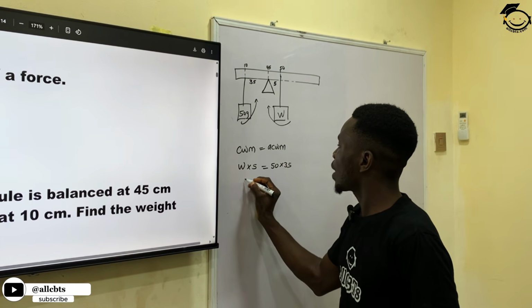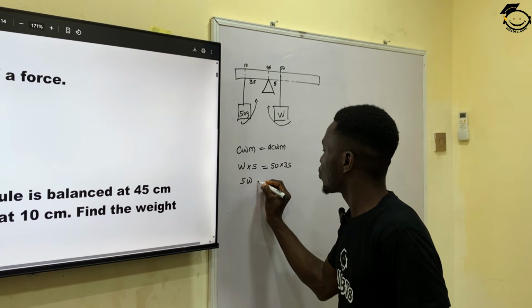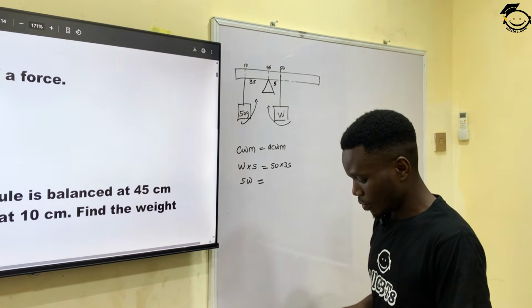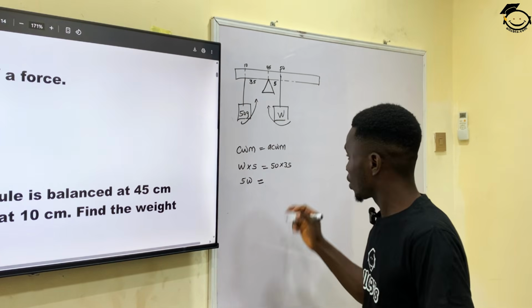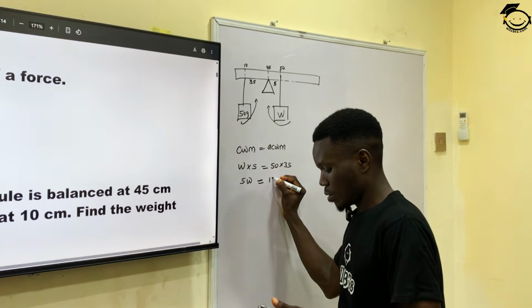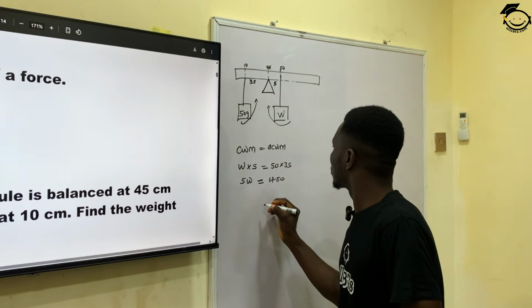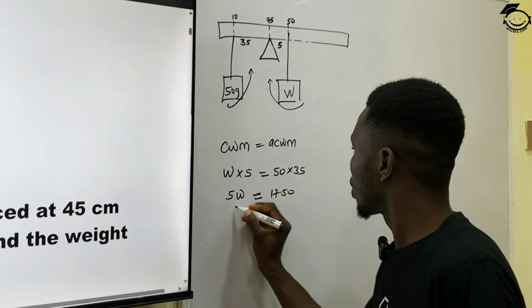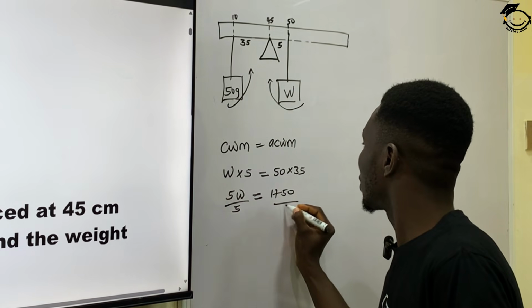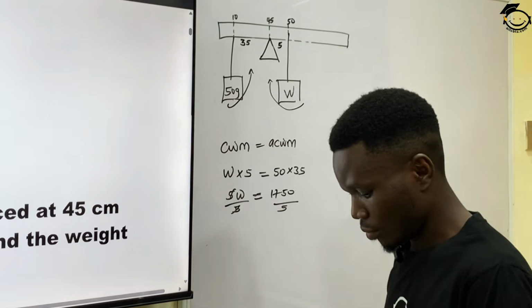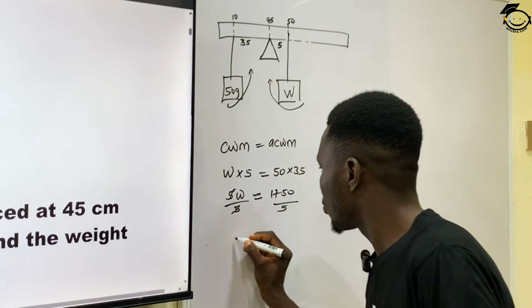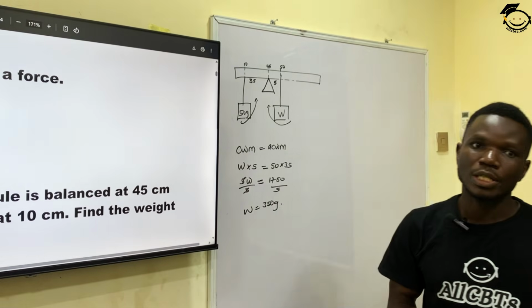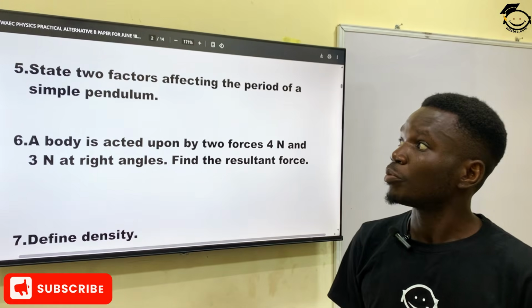So if you multiply this, you have 5 of the weight is equal to... so I divide both sides by 5. So my weight is 350 grams. So this is the weight of the meter rule. Okay, moving on to question number 5.